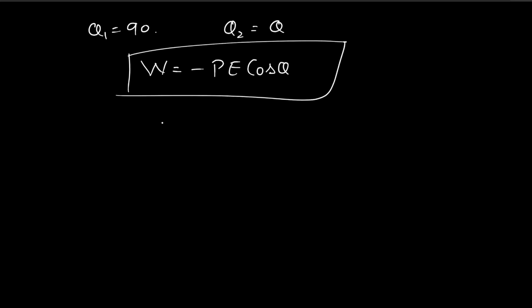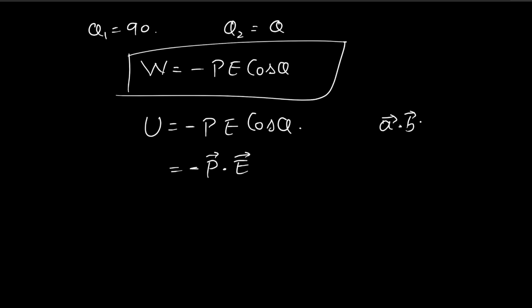Some books also write the work done as the potential energy, represented by capital U, and this comes out to be minus p e cos theta. You can also write it as a dot product: minus P vector dot E vector. You must know that A vector dot B vector is nothing but A magnitude times B magnitude times cos theta. Okay, thank you.